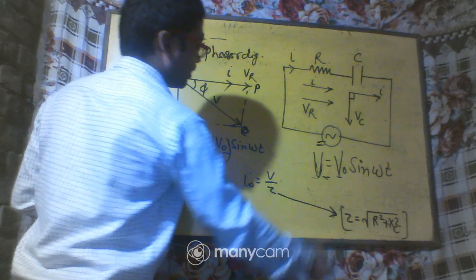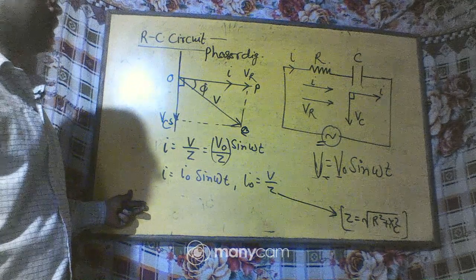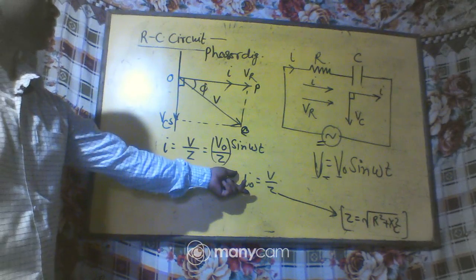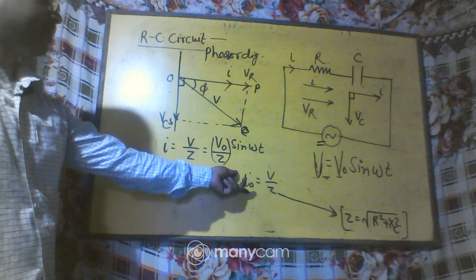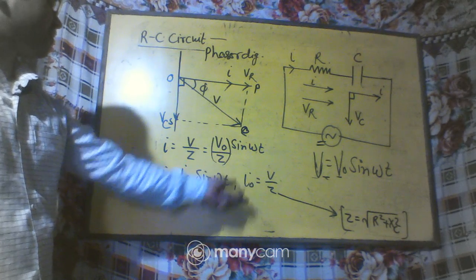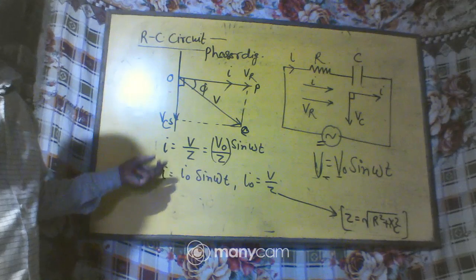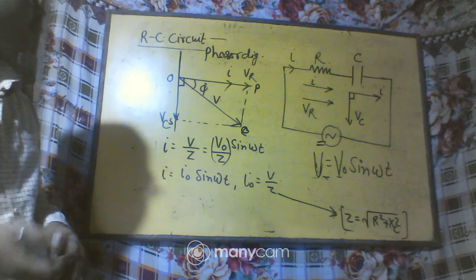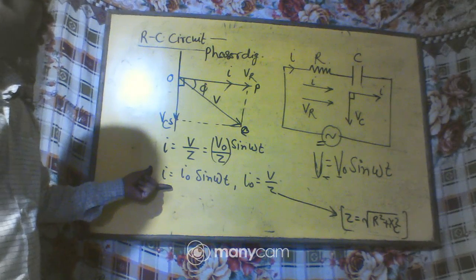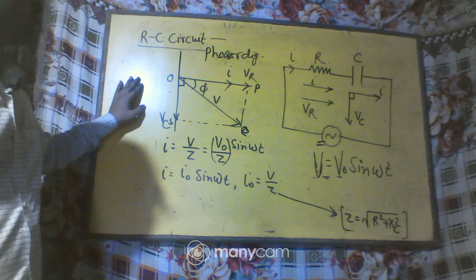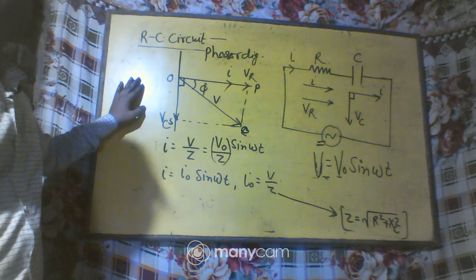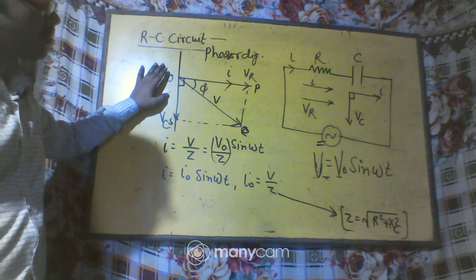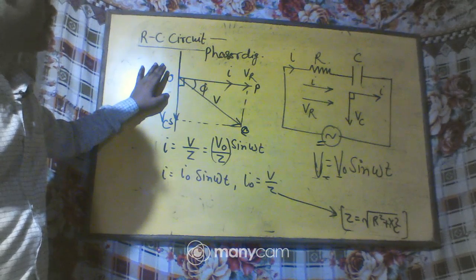where I naught is equal to V naught by Z, and Z is given by the formula Z is equal to under root R square plus XC square. So you can find out the maximum value of the current, or you can say peak value of the current in this circuit. Then this one is the equation, and we have already discussed about the net voltage, then about the impedance, then about the phase angle, then about the equation of the current. So students, the most important point related to this circuit is this phasor diagram. If you know about this phasor diagram, you can find out the things easily.